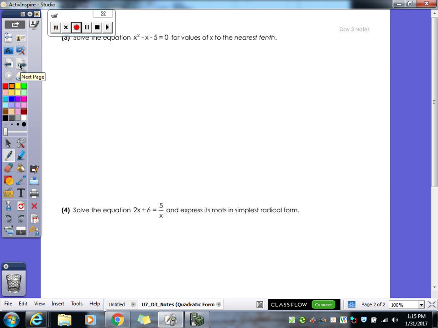All right, so number 3 on the back, it tells us to solve the equation x squared minus x minus 5 equals 0 for the values of x to the nearest tenth. There's another clue that we have to use our quadratic equation because we have to round our answers to the nearest tenth, so that means it doesn't factor. So let's write our formula. And we'll start our little list, our A equals, B equals, C equals list.